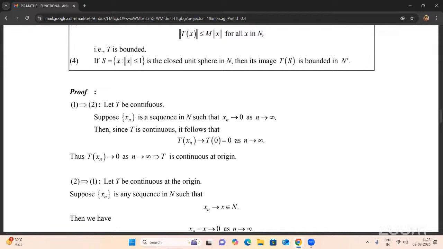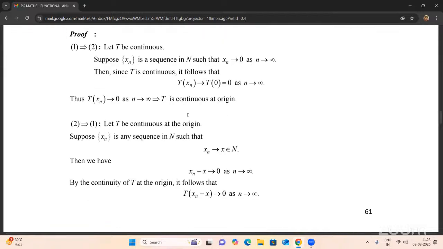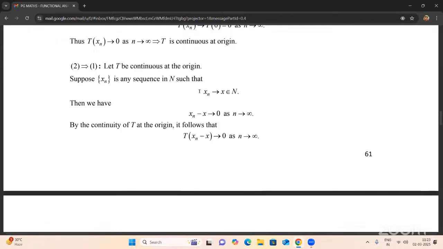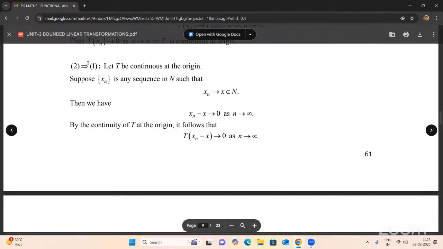Since T is continuous, we apply the transformation on both sides: T of xn converges to T of 0, which equals 0, as n tends to infinity, through the definition of continuity. This is in N dash. So T is continuous at the origin. This condition, T of xn converges to 0, means T is continuous at the origin. Again, 2 implies 1 because 1 is if and only if the second one. So 1 implies 2, and 2 implies 1.